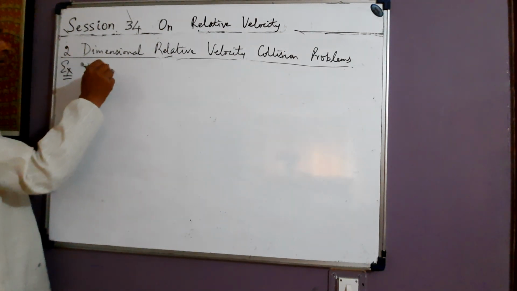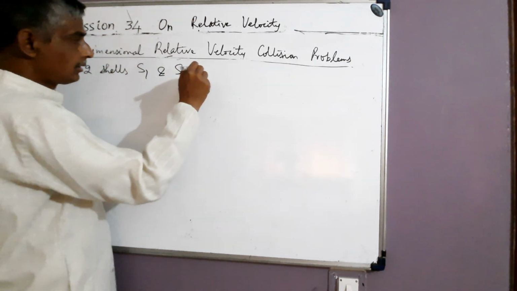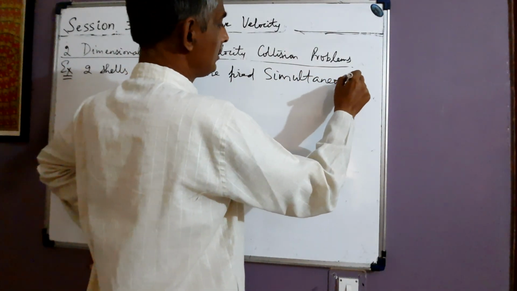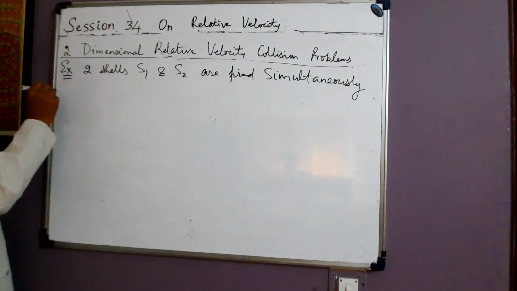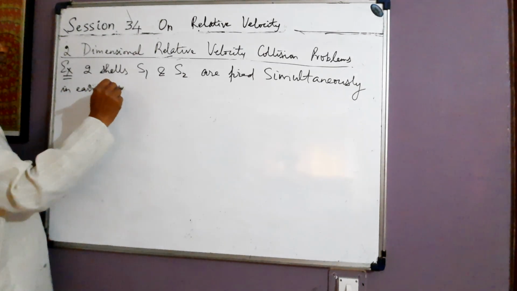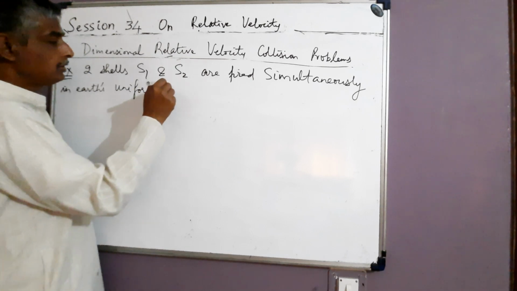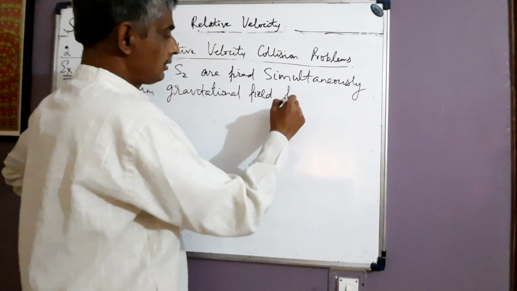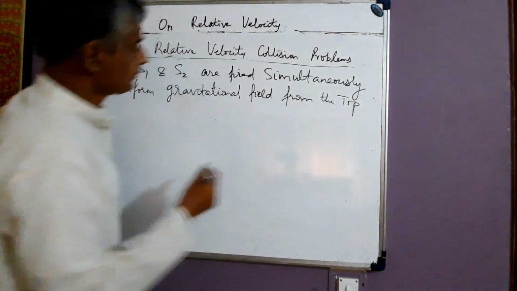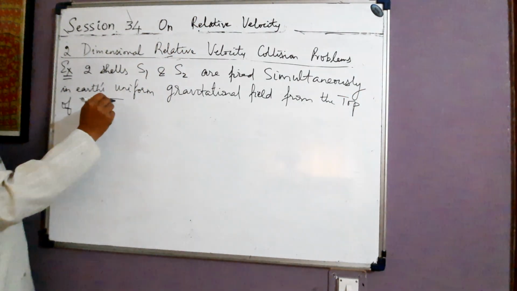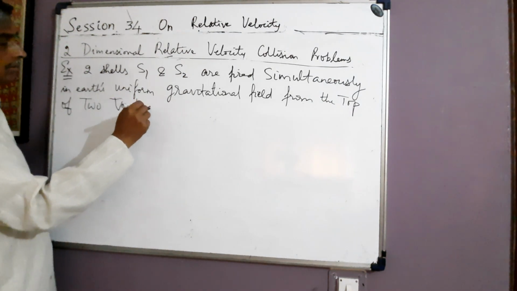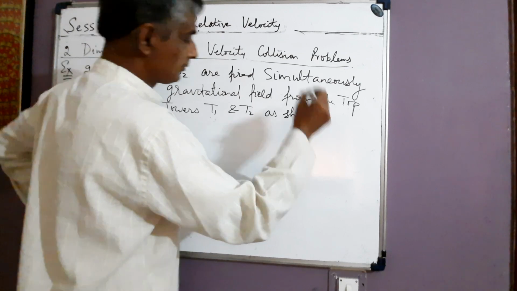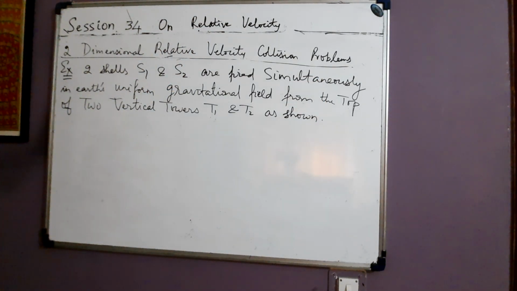Two shells S1 and S2 are fired simultaneously in Earth's uniform gravitational field from the top of two vertical towers T1 and T2 as shown. I'll just draw the diagram.